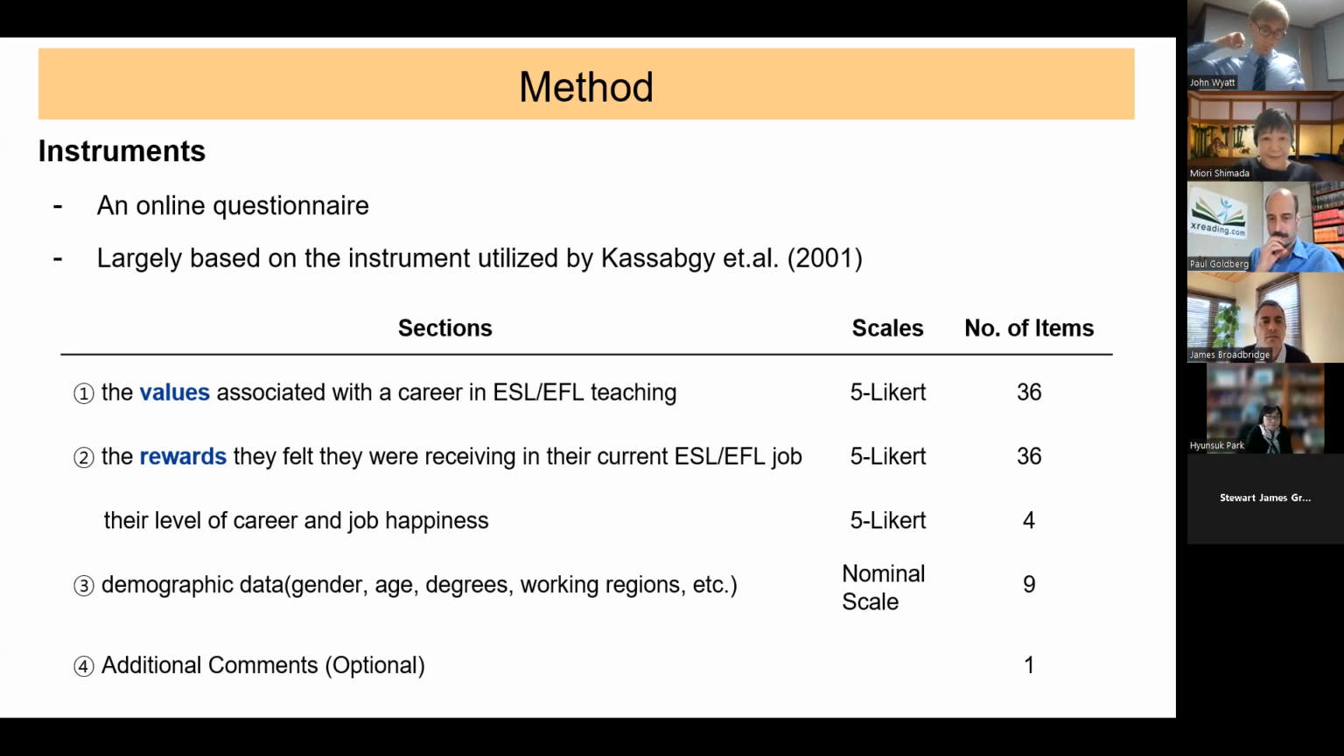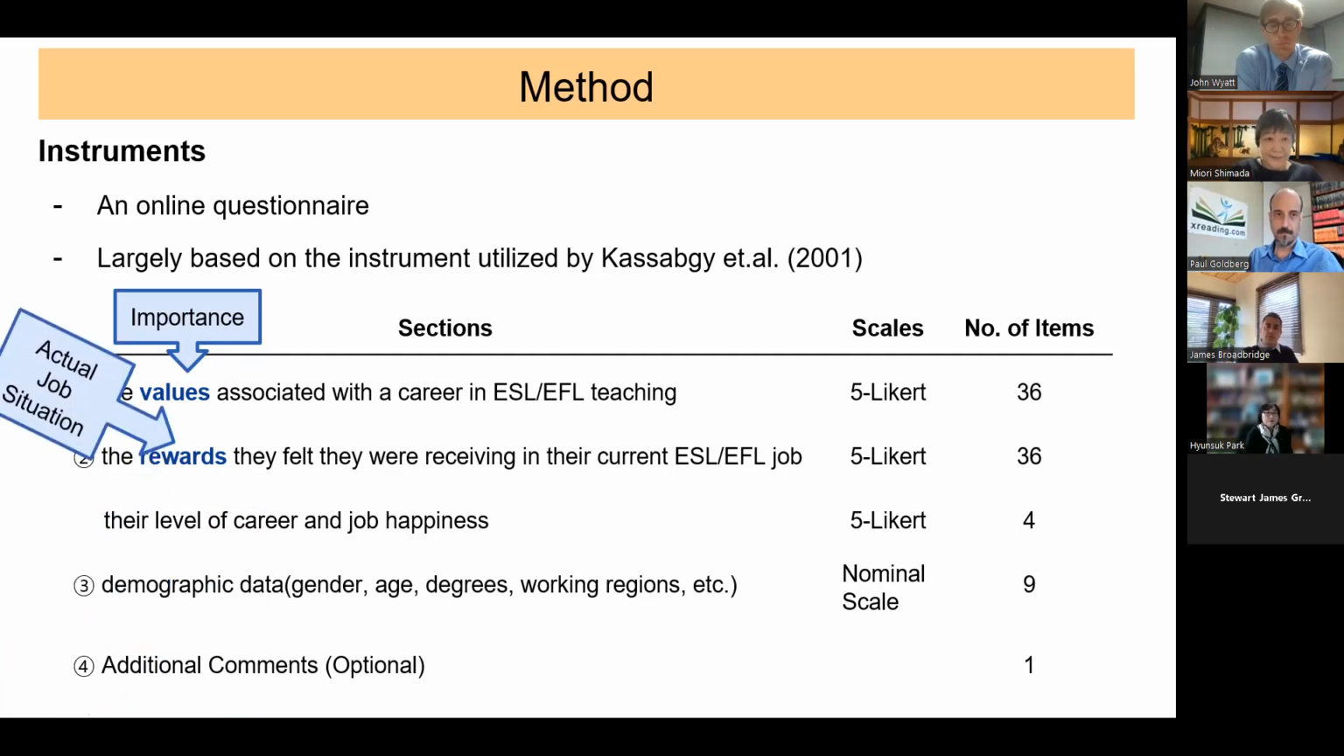For demographic data, we added some items like country of residence, teaching context, ESL versus EFL, and formal versus informal context, participant level of training and language ability. Yes, in this case, the value means how important teachers think the elements of their job are, and then rewards indicate the actual job situation.